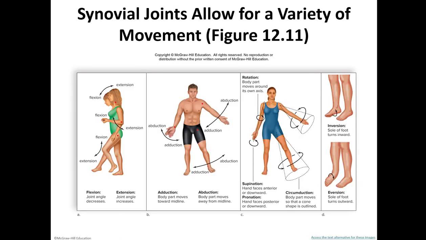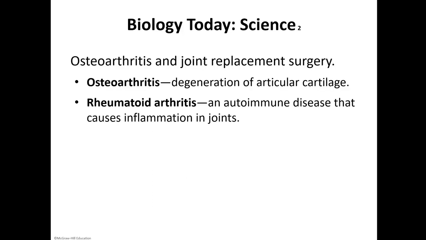Here's a picture of the synovial joints that allow for a variety of motion. Flexion, where joint angle decreases. Extension, where joint angle increases. Adduction, where the body parts move towards the midline. Abduction, where body parts move away from the midline. Supination, where the hand faces anterior or upward. Pronation, where the hand faces posterior and downward. Circumduction, eversion, and inversion. Osteoarthritis is a degeneration of the articular cartilage inside joints.